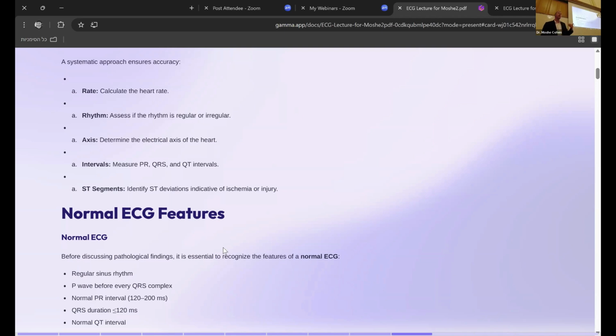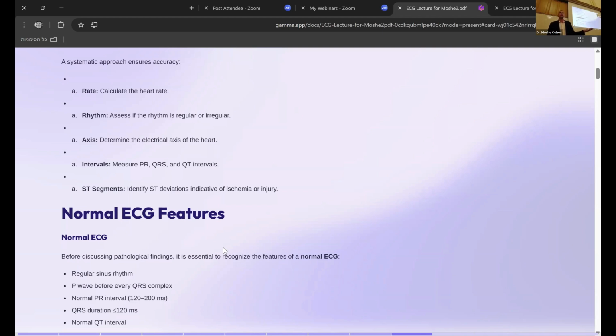And this AV block has several levels. It can be first degree AV block. You don't have to do anything. Second degree AV block, type 1 and type 2. Type 2 requires a pacemaker. And then you have third degree AV block, which is a complete AV block. There is no synchronization between the atria and the ventricle. And this patient must have a pacemaker.